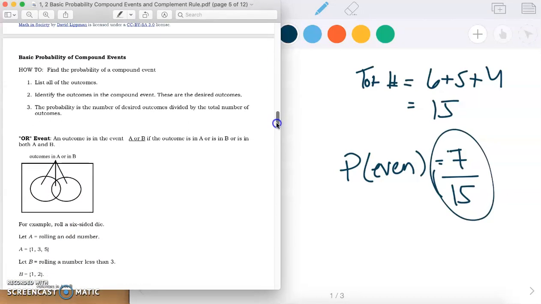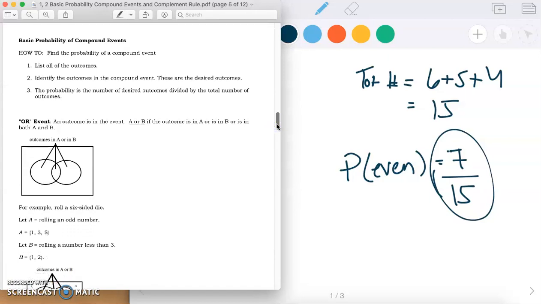Next, we're going to talk about the basic probability of compound events. How to find the probability of a compound event: list all the outcomes, then identify the outcomes in the compound event. These are the desired outcomes. The probability is the number of desired outcomes divided by the total number of outcomes.